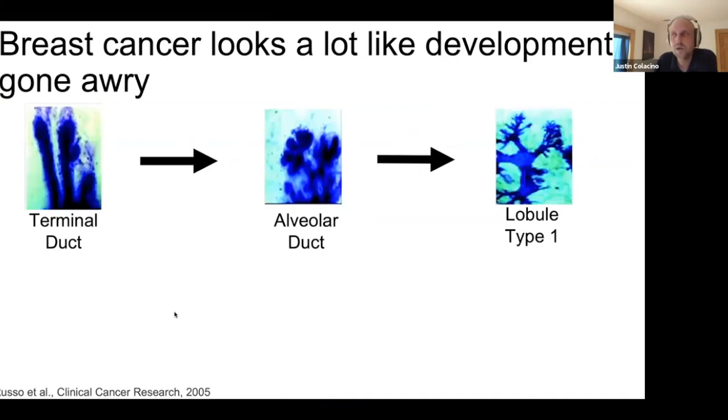Where we're coming from is this concept that cancer in general looks a lot like development gone awry. This top panel is a histological depiction of normal mammary gland development. Right after birth, the mammary gland consists of these really rudimentary terminal ducts. They're loaded with undifferentiated, stem-like cells. Then once the signals from puberty start to kick in, these cells start to invade and grow and divide in the extracellular matrix of the breast, eventually making alveolar ducts, and then this really nice forking tree, the lobule type 1 forking tree that you see at the end of puberty.